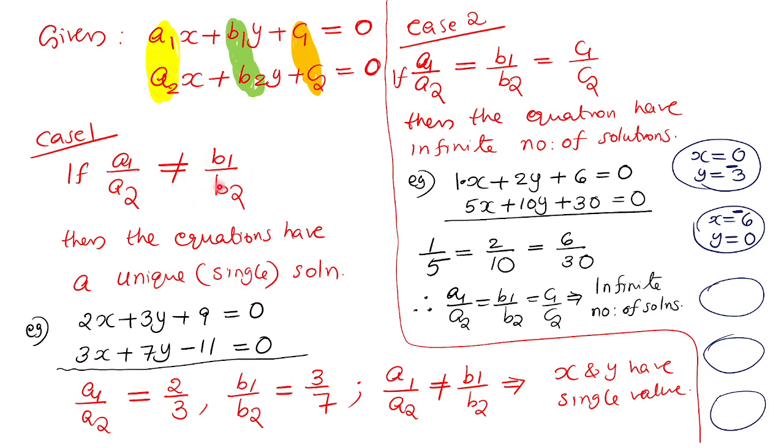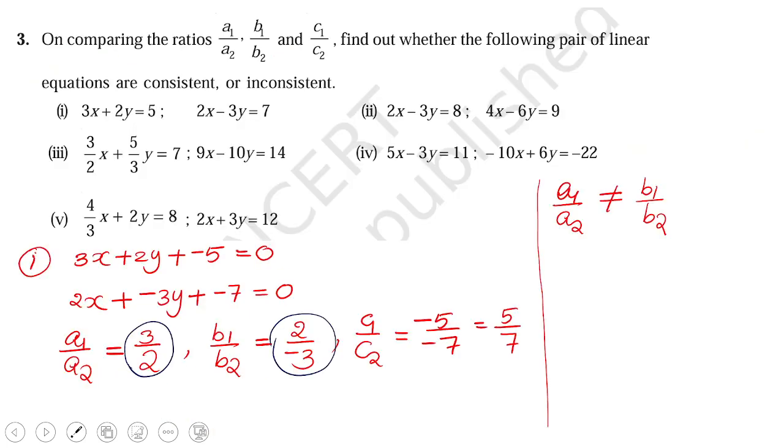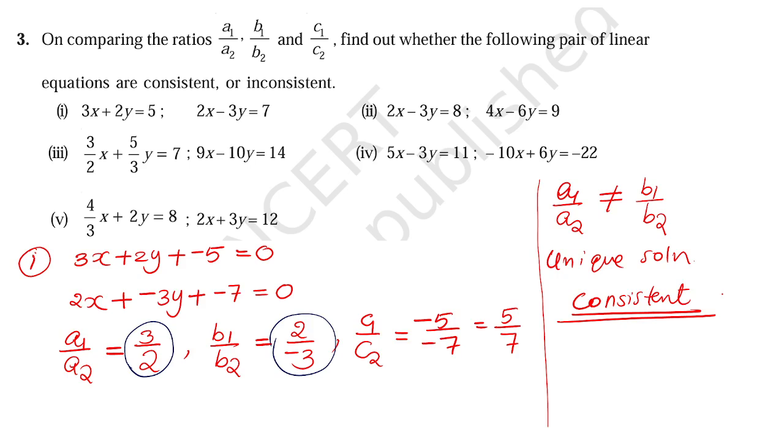If a1 by a2 not equal to b1 by b2, we can say the system of equations has a single solution. So unique solution, understood? x has a single value, y has a single value. Solvable, right? It has a solution. If no solution, inconsistent. Otherwise, consistent. So the conclusion is this: the given equation is consistent, solvable.